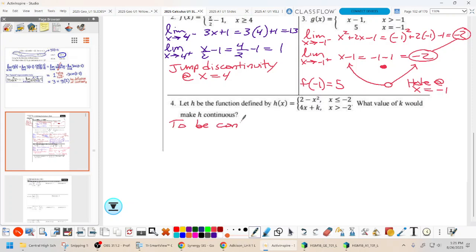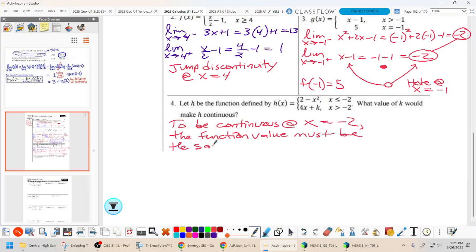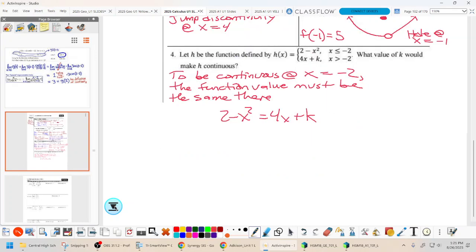So let's give some background. To be continuous at x equals -2, the function value must be the same there. Okay, so that's the theory or concept behind it, which means we just set 2 minus x squared equal to 4x plus k, and then we can plug into the x, not the k. We can plug in the -2, so 2 minus -2 squared.